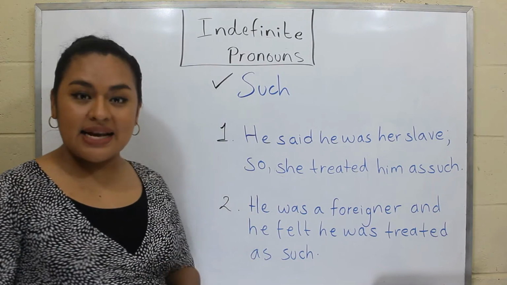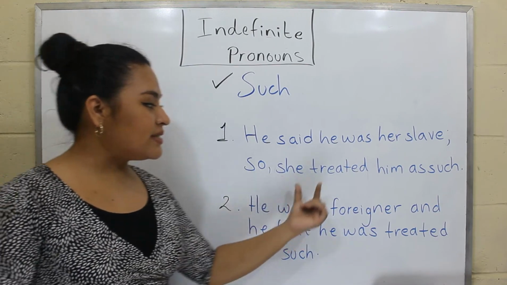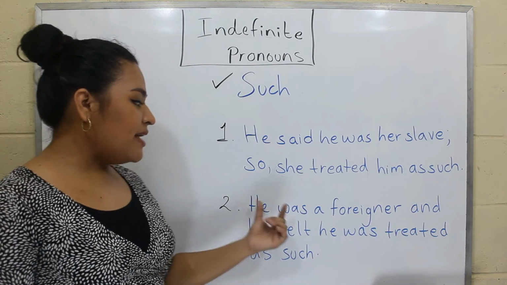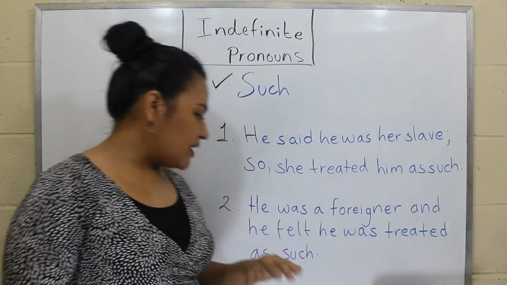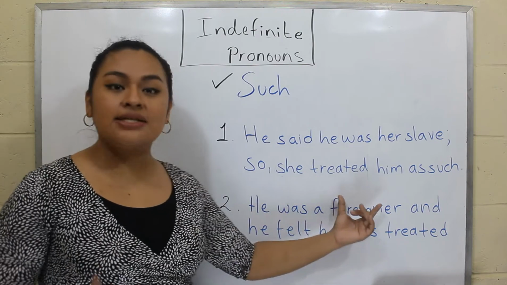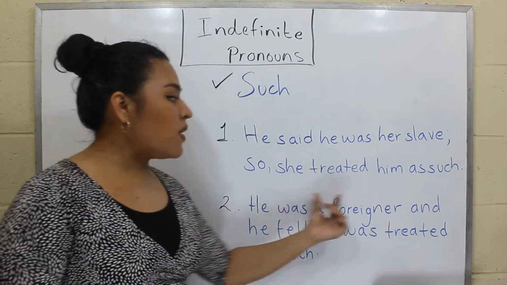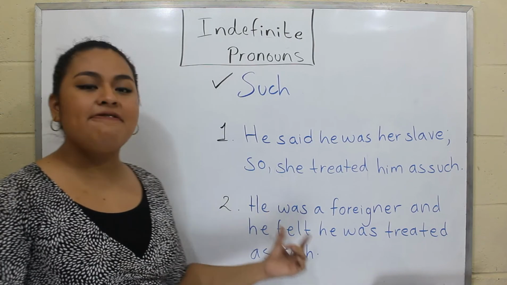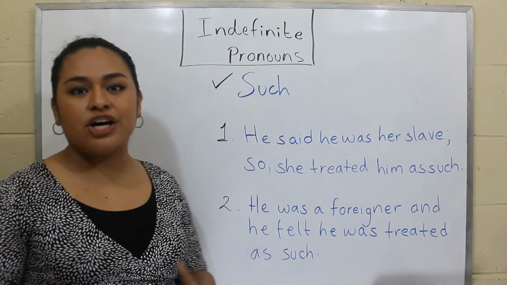And in this last example, he was a foreigner, and he felt he was treated as such. As what? As a foreigner, because this is the type already mentioned. He was a foreigner, and he felt he was treated as a foreigner.